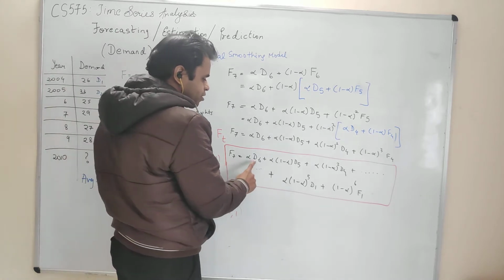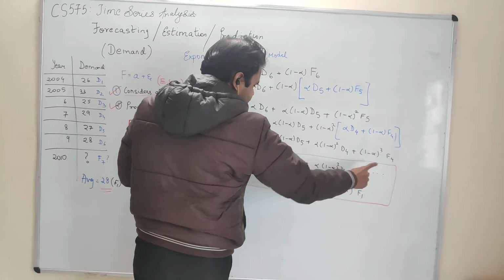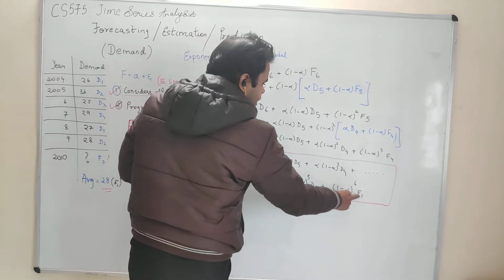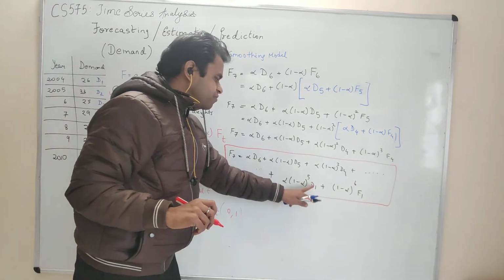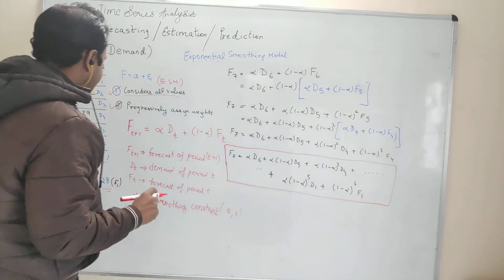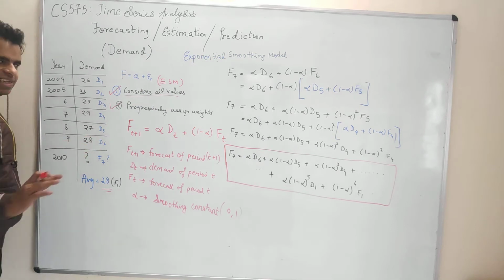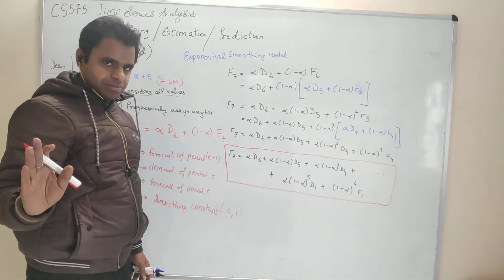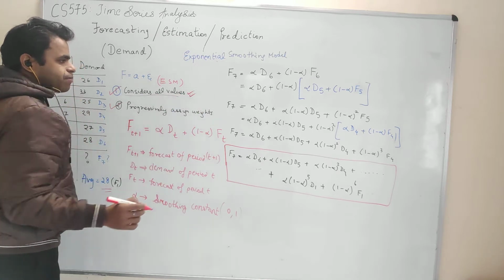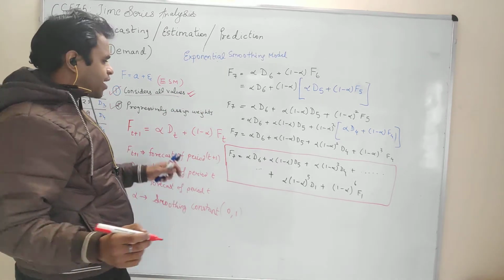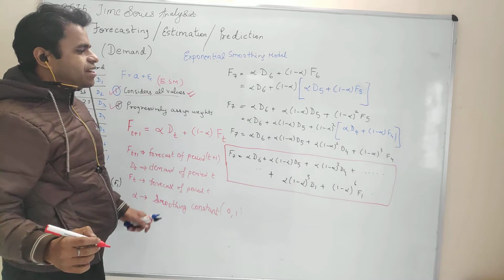So it has all the terms d6, d5, d4, dt, d2, d1 and also f1. Now we will just have a look. So now if you see, we have all the terms from d6 to d1. So from d1 to d6 everything is considered. Fine. So considering all the values, this point is satisfied by the exponential smoothing models. And now we will see the progressively assigned weight.